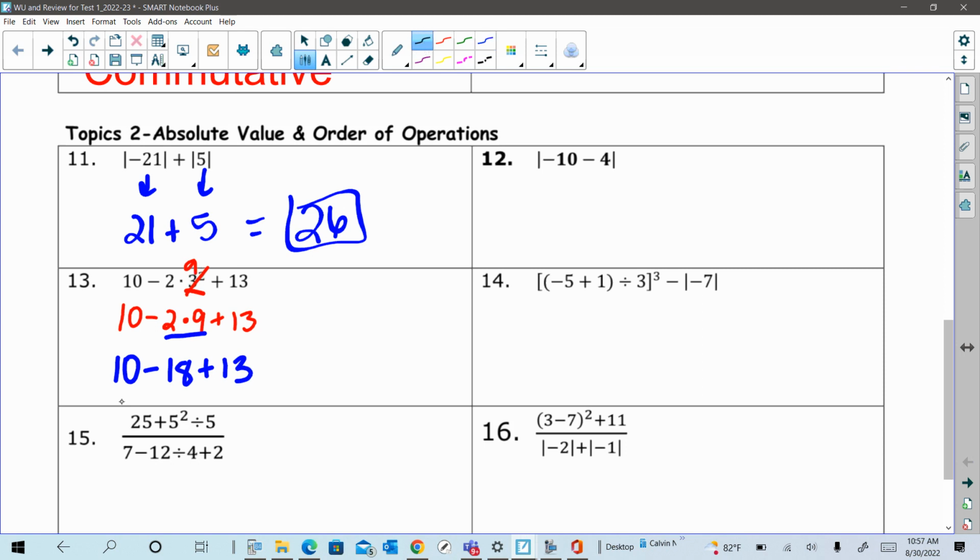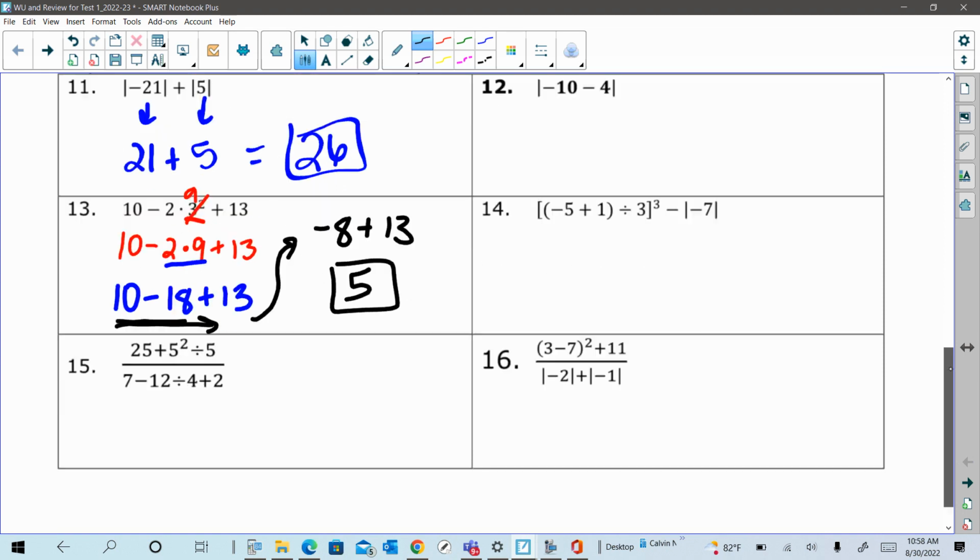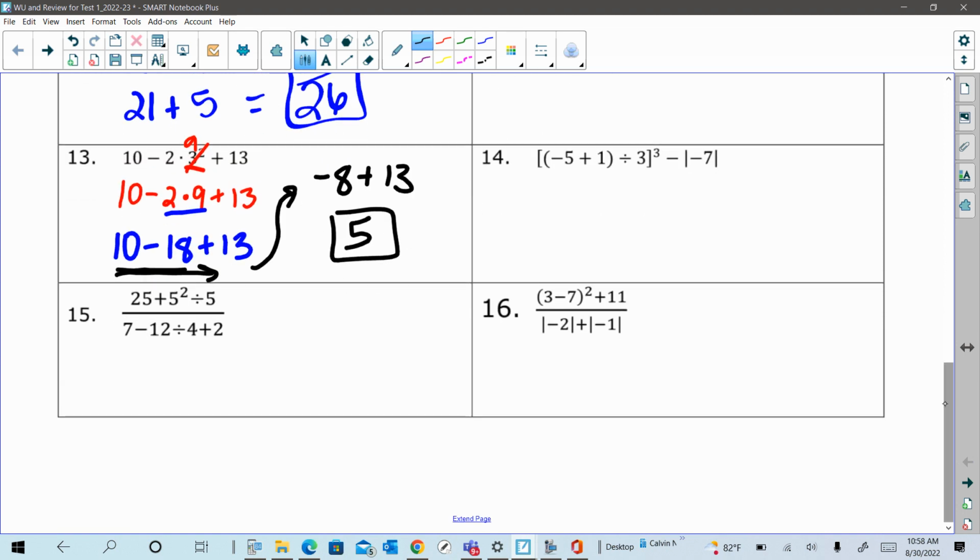And guys, please make sure you do it from left to right. If you got points taken off on the homework, it was because you didn't do it from left to right. I noticed. So you have to do the 10 minus 18 first, which is negative 8, then plus 13, which would give you 5 as your final answer. If it's a fraction, keep it as a fraction.